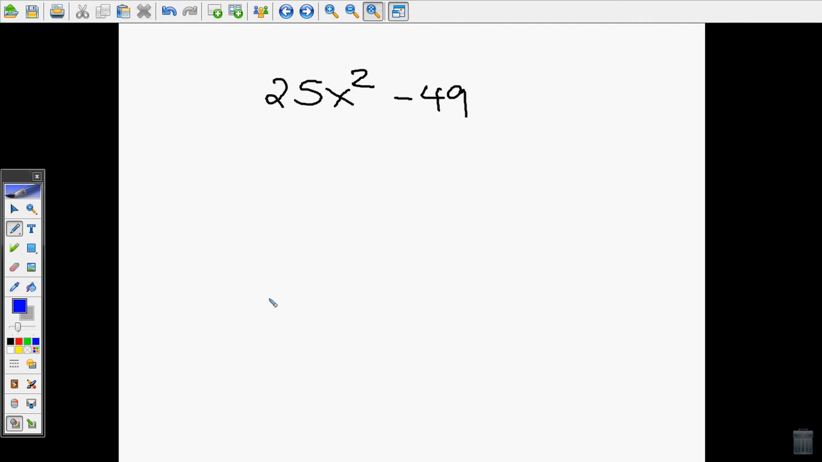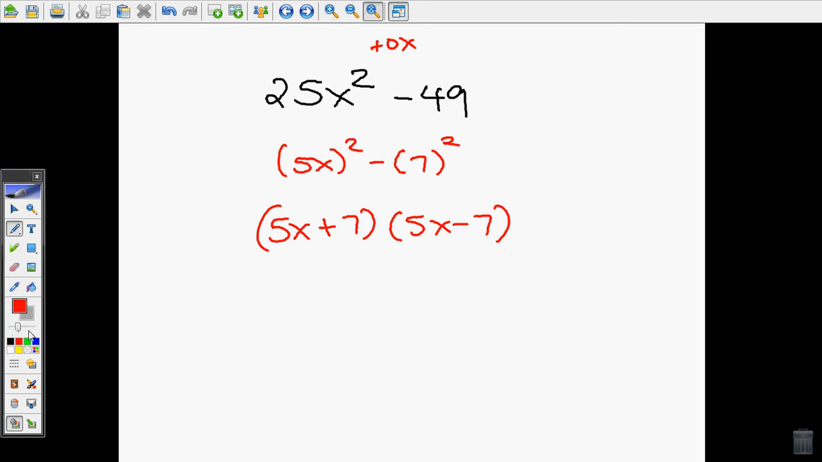Now this one's one of those special circumstances. It may help you to rewrite this as 25x squared minus or plus 0x, however you want to think of it, minus 49. If that helps you, that's fine. But what I want you to realize here is that this is a difference of squares. And so I'm going to write this as 5x squared minus 7 squared. Notice because there's no x in the middle, like we said plus 0x, this is going to be 5x plus 7 times 5x minus 7.